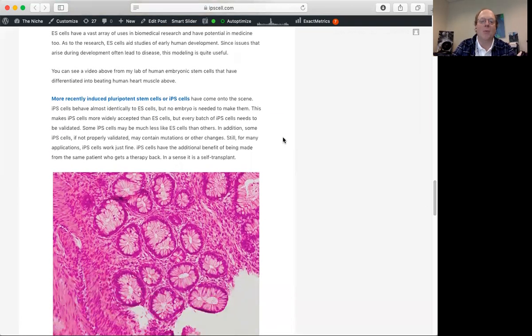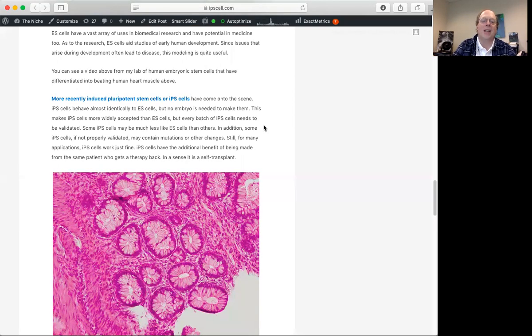Of course, in more recent years, another kind of cell called human-induced pluripotent stem cells, or iPS cells, has come onto the scene. These cells are basically equivalent to human embryonic stem cells in almost every way, but don't need an embryo to be made. And so they can actually be made from a patient's own skin cells or other kinds of cells.